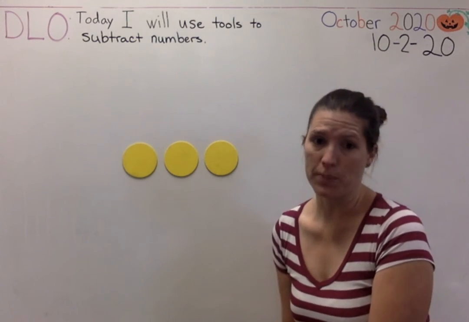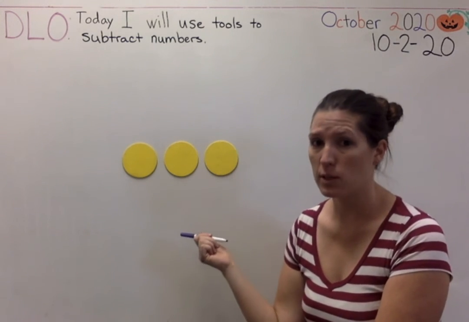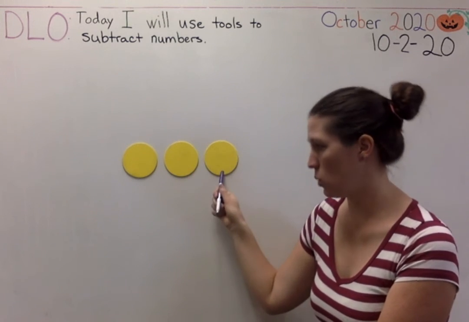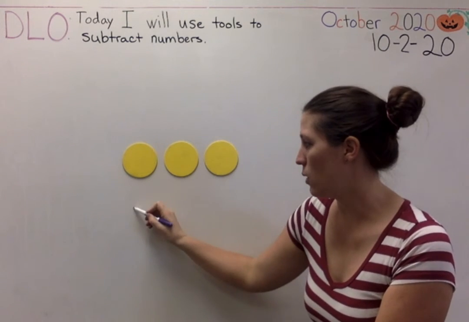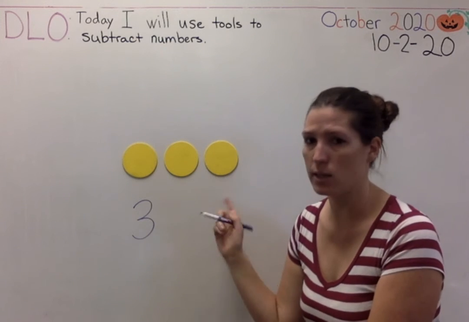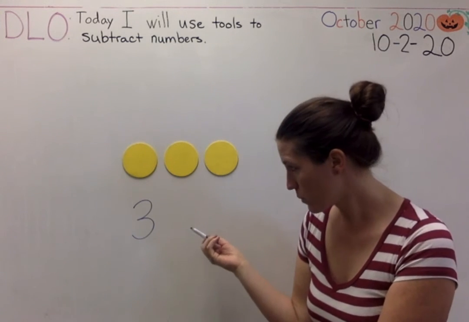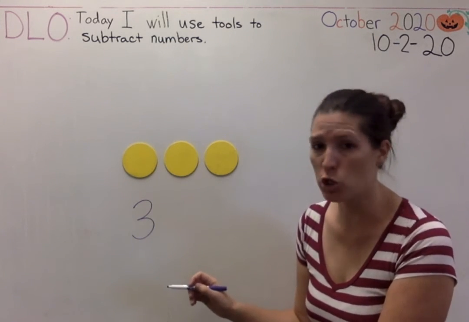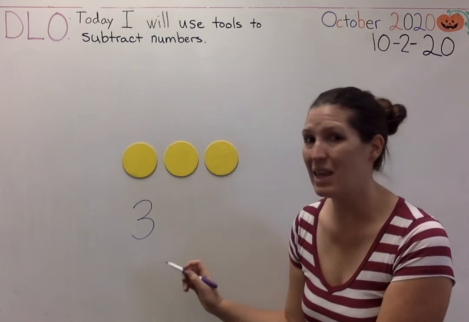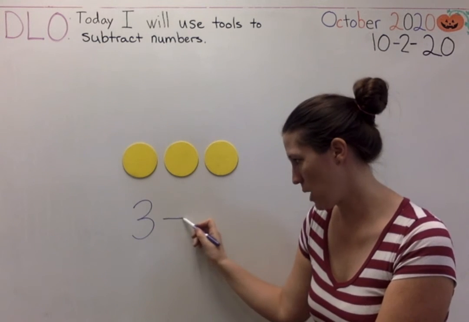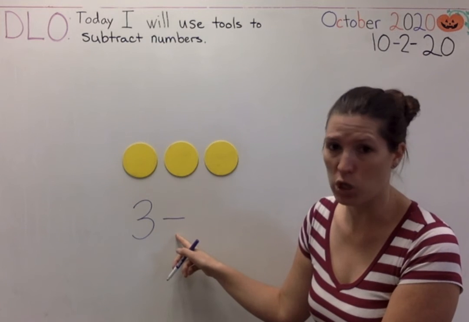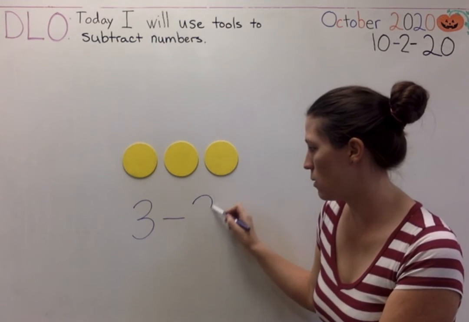All right, last one. I have 3 chips. 1, 2, 3. How many? 3. Around the tree, around the tree. That's the way you make a 3. I gave 2 chips to my friend. I gave away, that's minus, 2 chips. I gave 2 chips away.